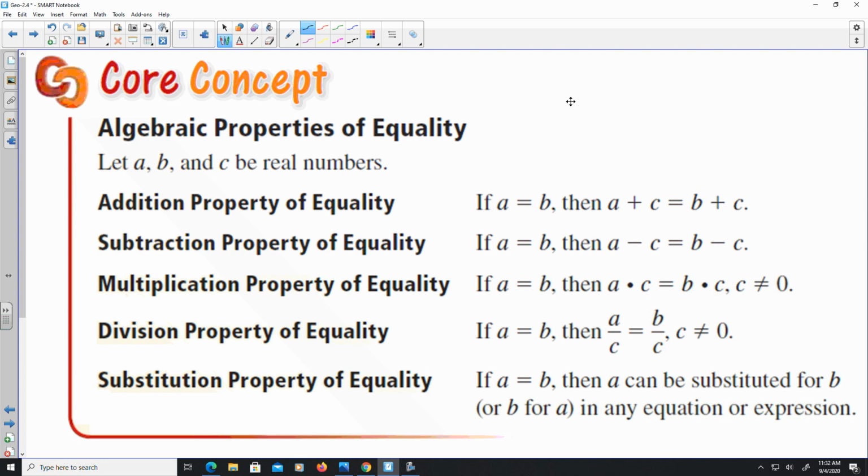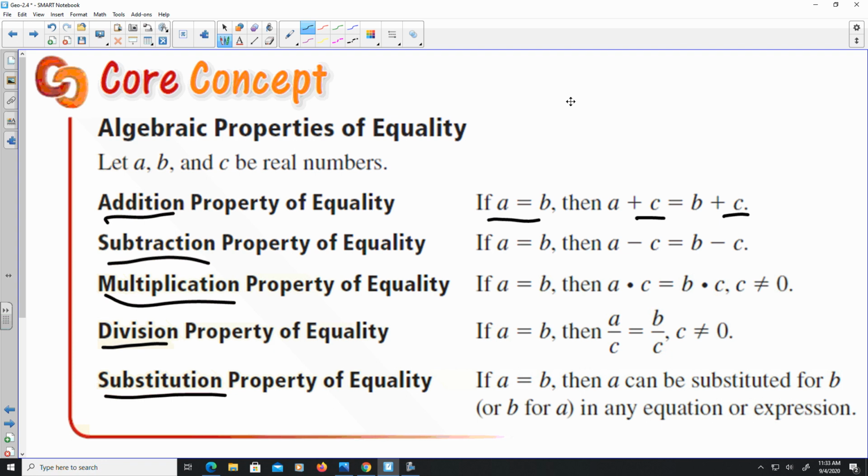So the properties of equality that we have in front of us are addition, subtraction, multiplication, division, and then we also have the substitution property. What this means is this. In every single scenario, it says if A equals B, and then for an addition, if you add something to both sides, it's still going to be the same result because you're adding the same value of C to both sides. It's a subtraction, you're subtracting C, multiplication, you're multiplying by C, division, you're dividing by C.